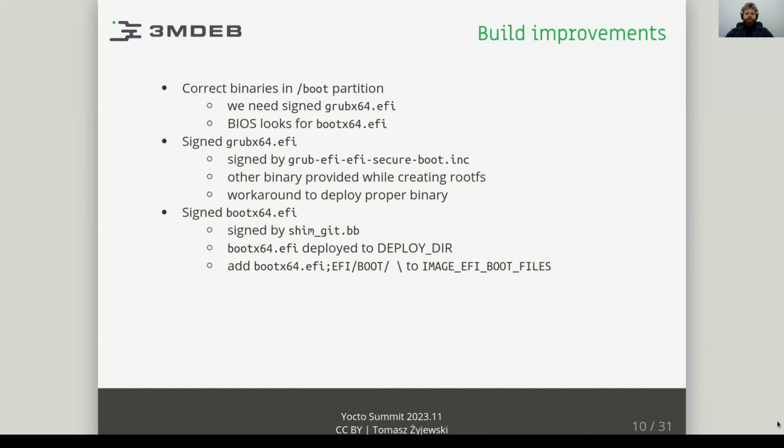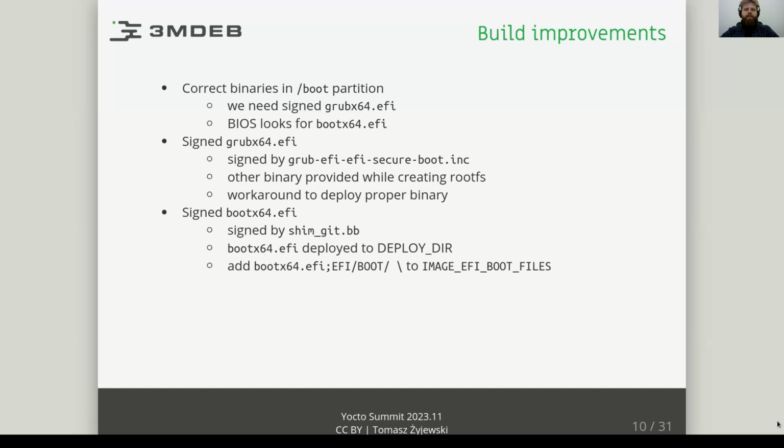Next, we fixed the problem with the boot partition, because by default, not all needed binaries were deployed there. We point out two problems here. First was that the bootx64 file for which BIOS was looking was missing on our image. And the second, we were deploying the wrong grubx64.efi, because we were deploying the one that was not signed instead of the correct one.